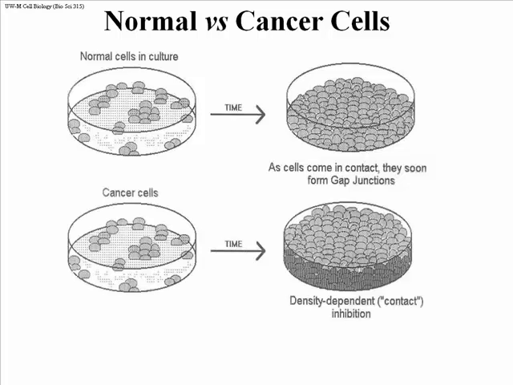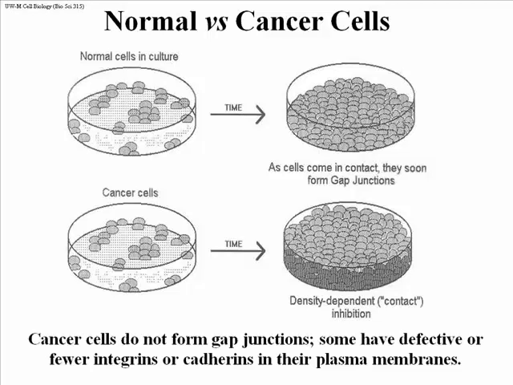We know that cancer cells, when they come together and fill the bottom of a plate, continue to grow, eventually filling the entire liquid in the plate. They've lost their capacity for contact inhibition. And it turns out that when you study cancer cells, they don't form gap junctions. They may come in contact, but they don't form the normal communicative junctions that would otherwise tell them to stop growing.